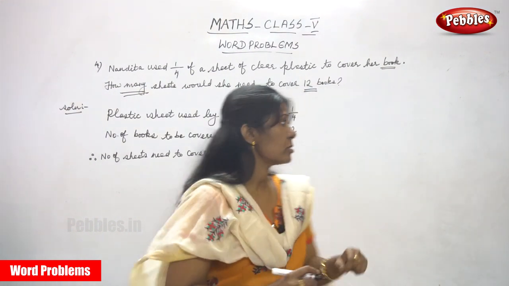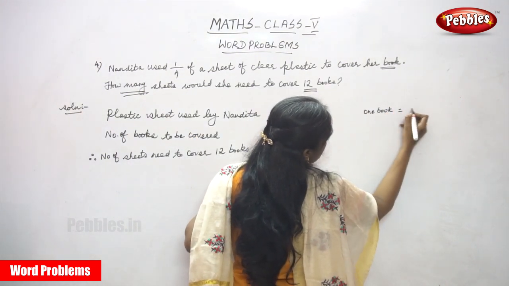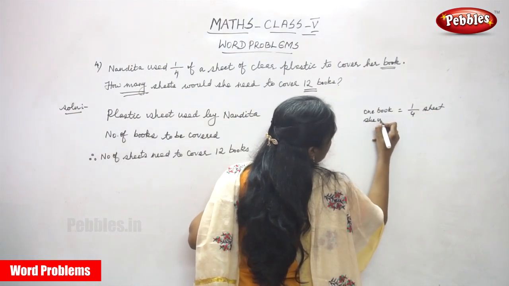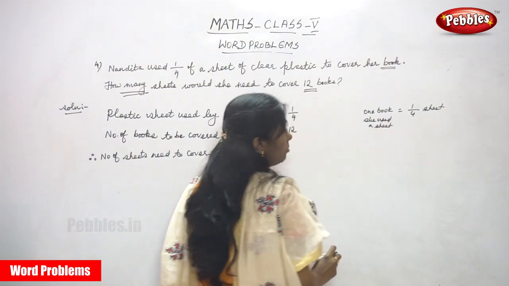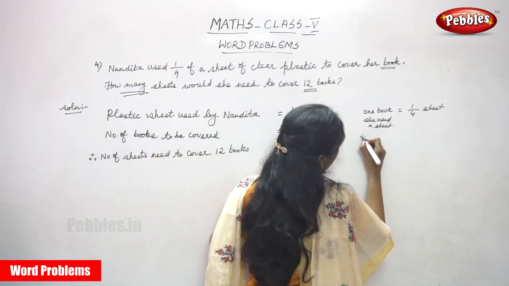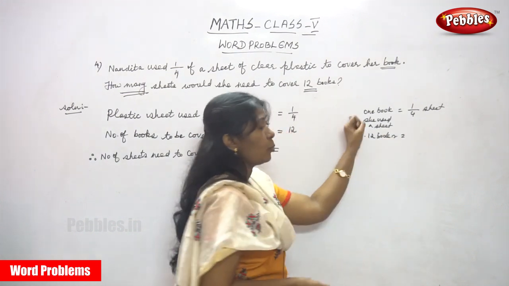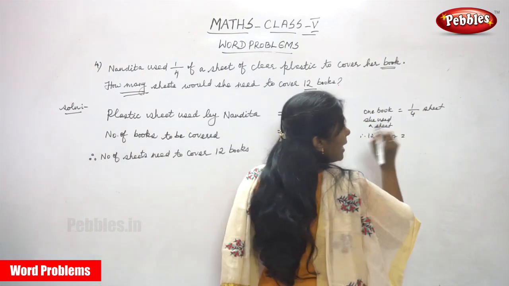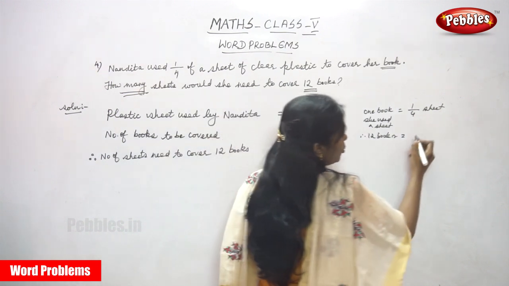So what I understood is one book. One book she used 1/4 sheet. Therefore, how many books? 12 books. So that is understood clearly. They gave one, they asked many. It is clearly a multiplication, and also the clue is how many. Most probably it comes for multiplication. So you have to multiply.